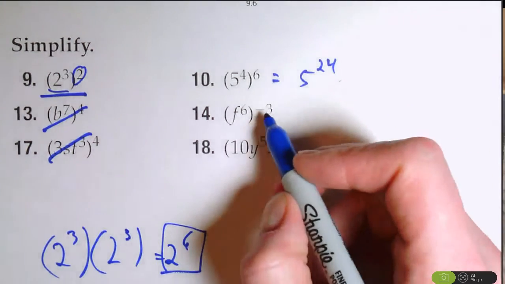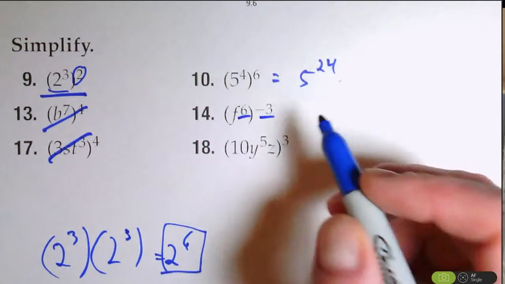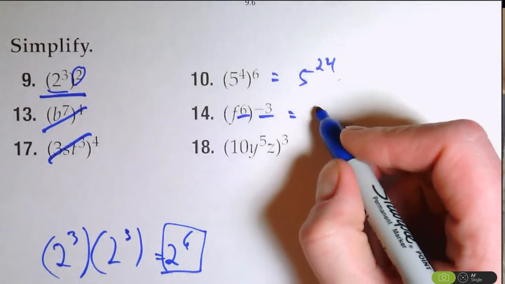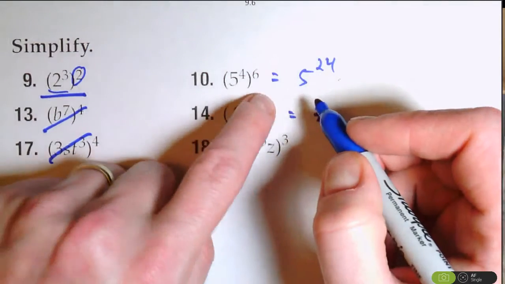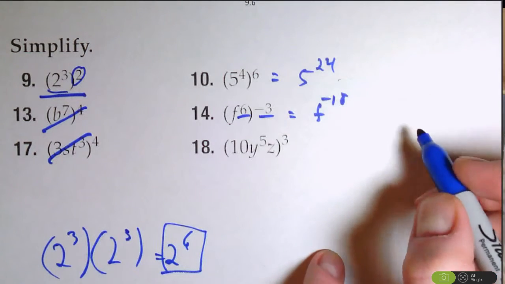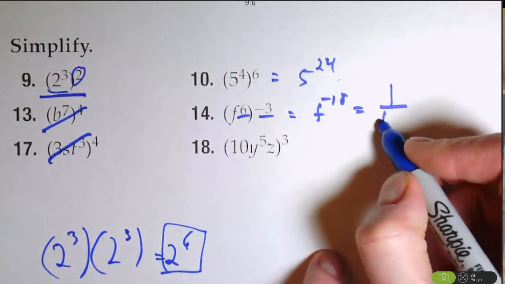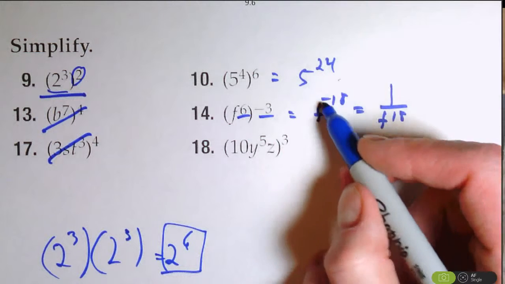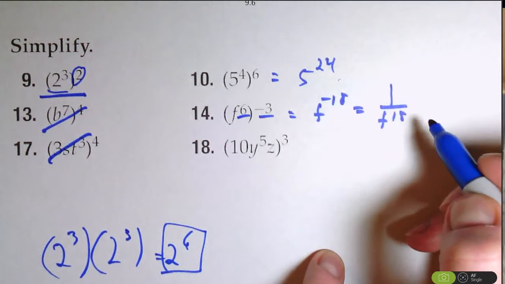Okay. For number 14, I have 6 F's, but that's going to happen negative 3 times. Well, that means if it were not negative, it'd just be 6 times 3, so it'd be 18. But now it's going to be negative 18. And then if we wanted to get a little fancier, we could write it as 1 over f to the 18, because again, remember, negative exponent means you're in the wrong place, go to the denominator.